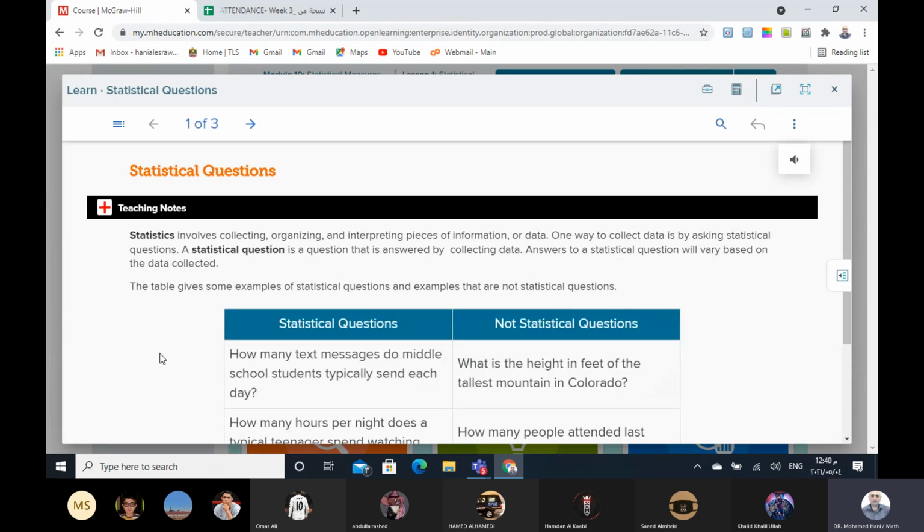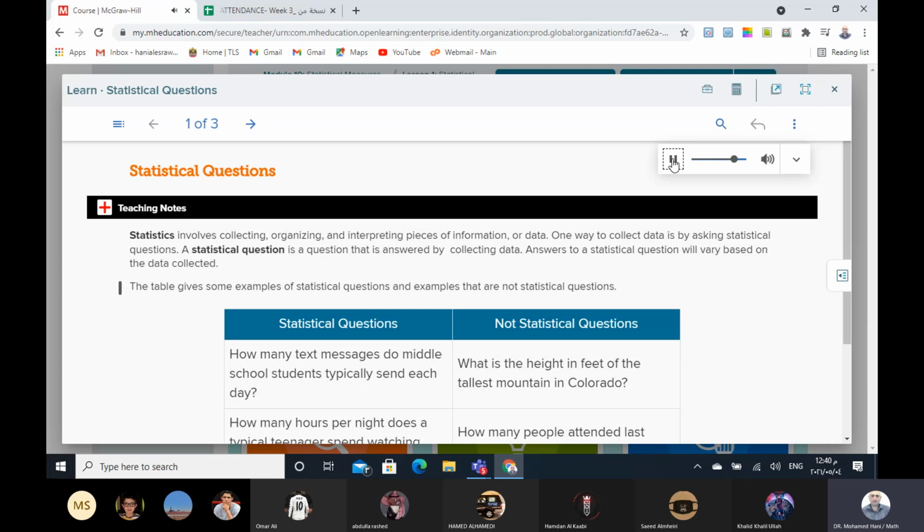Statistical questions. What's the meaning of statistics? Listen, please. Statistical questions. Teaching notes. Statistics involves collecting, organizing, and interpreting pieces of information, or data. One way to collect data is by asking statistical questions. A statistical question is a question that is answered by collecting data. Answers to a statistical question will vary based on the data collected.